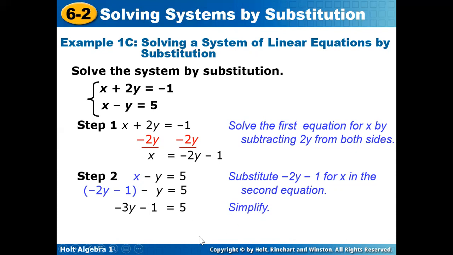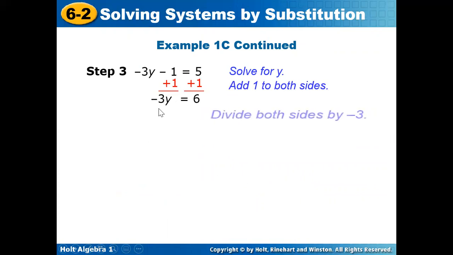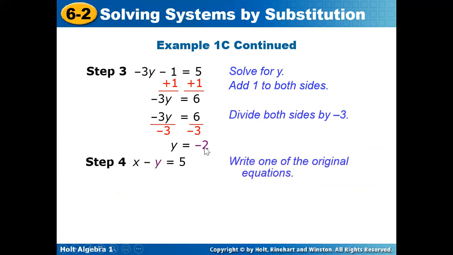This is just a two-step equation now. We know how to solve these. Add 1 to both sides. We get -3y is equal to 6. And then we want to get y by itself, so we have to divide both sides by -3. And we get y is equal to -2. Now we know what y is. Go back to one of our original equations, and we plug in what we know y is into that equation and solve for x.